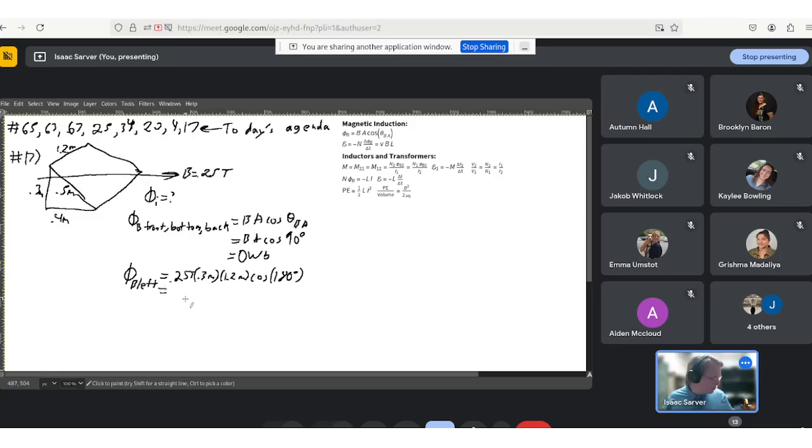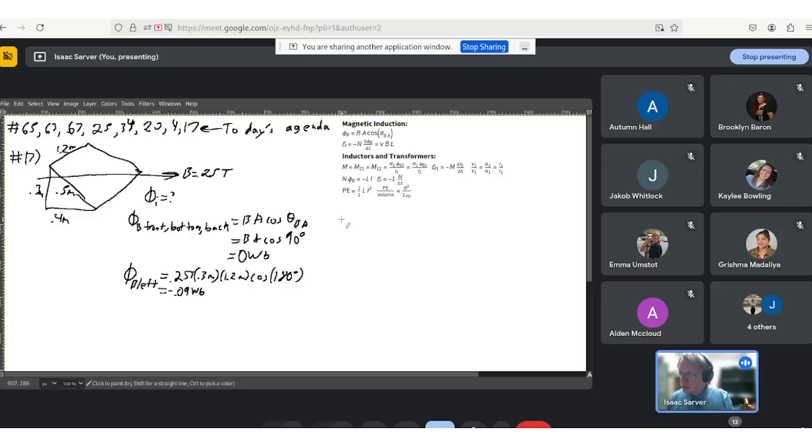All right, calculator. Where did my calculator? There it is. 0.25 by 0.3 by 1.2. That is minus 0.09 Weber. Okay.